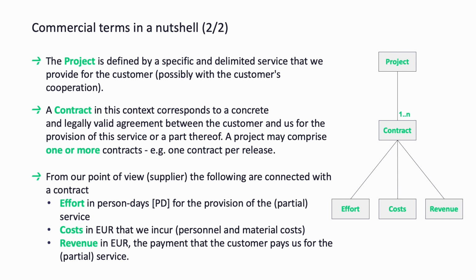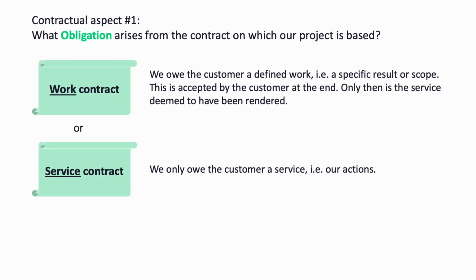For the definition of our approach strategy in the project, it is now important to know the type of contracts on which our project is based. This type results as a combination of three aspects. Aspect 1 is the obligation or debt arising from the contract. What do we actually owe? What is the nature of the service we must provide?